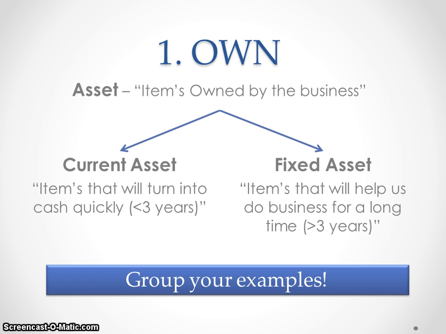Things like the money in the bank or money that has yet to be collected or is owed to us by our customers could be things that we would consider current assets. Another major current asset would be your stock or your inventory, your items that you plan to sell. And hopefully you'll be selling those and turning them into cash in less than 3 years. So they would be considered current assets.